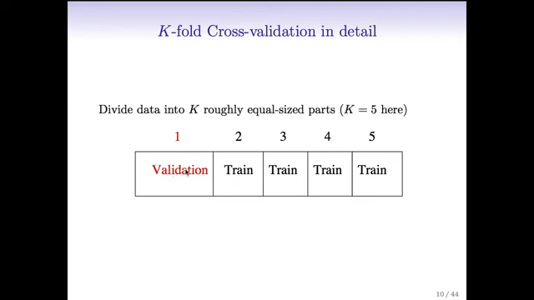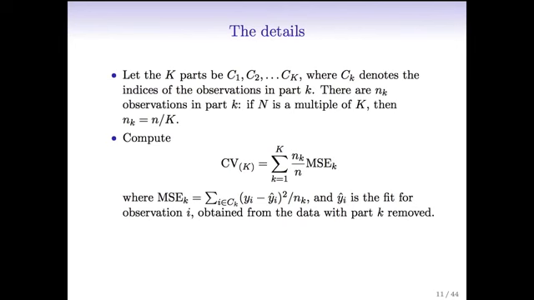Phase 2, the validation set will be part 2, this block. All the other 4 parts will be the training set. We fit the model to the training set and then apply it to this validation part. And in the third stage, this is the validation piece, etc. So we have 5 stages where in each stage, one part gets to play the role of validation set. The other 4 parts are the training set. We take all the prediction errors from all 5 parts, we add them together, and that gives us what's called the cross-validation error.